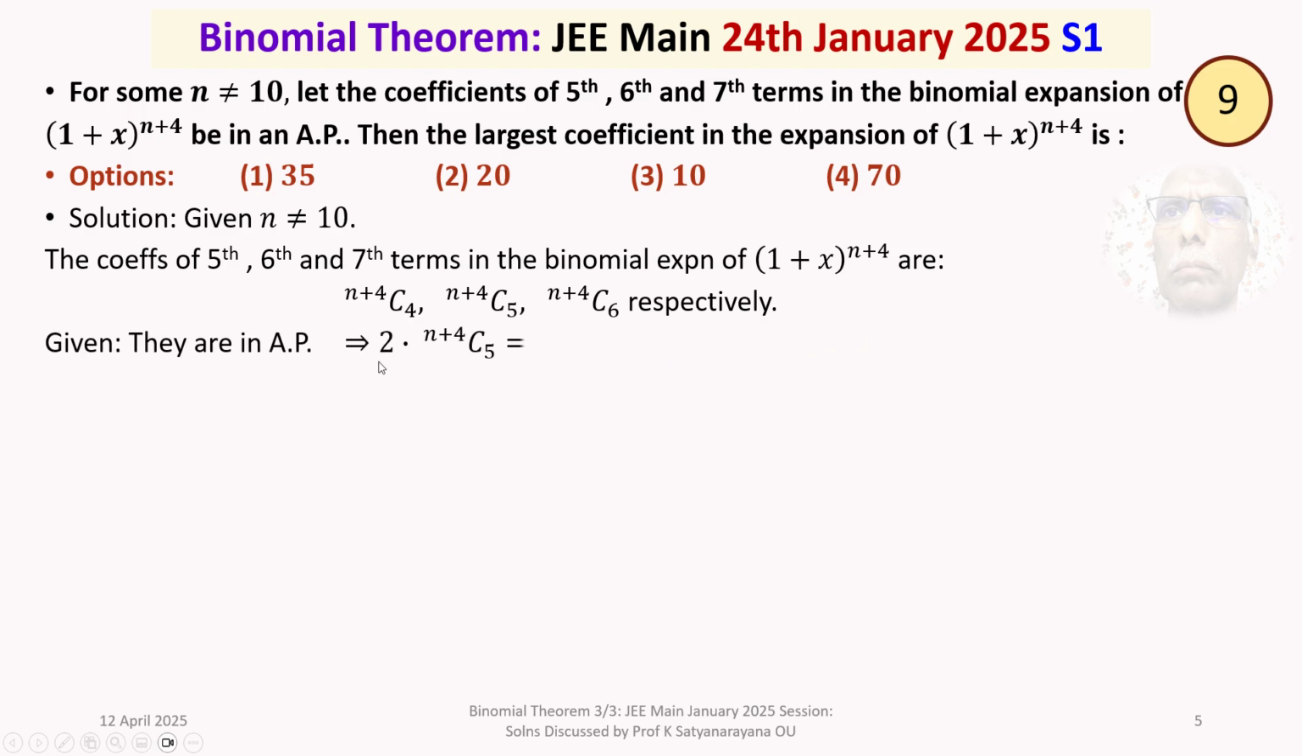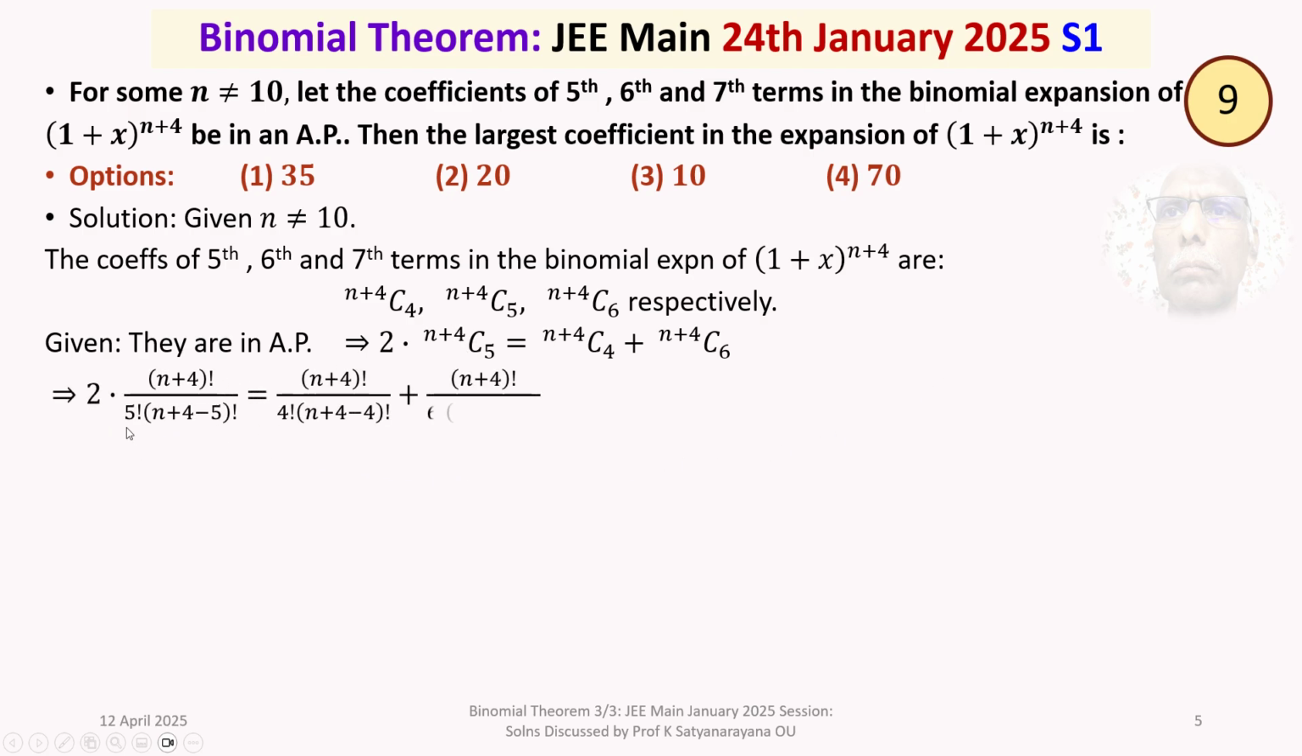Given they are in arithmetic progression, 2 times the middle term (n+4)C5 is equal to the sum of the extremes, that is (n+4)C4 plus (n+4)C6. Write the formula for nCr. nCr is n factorial by r factorial into (n minus r) factorial in the denominator. That is 2 into (n+4) factorial by 5 factorial into (n+4 minus 5) factorial is equal to, similarly, the remaining 2 are written.